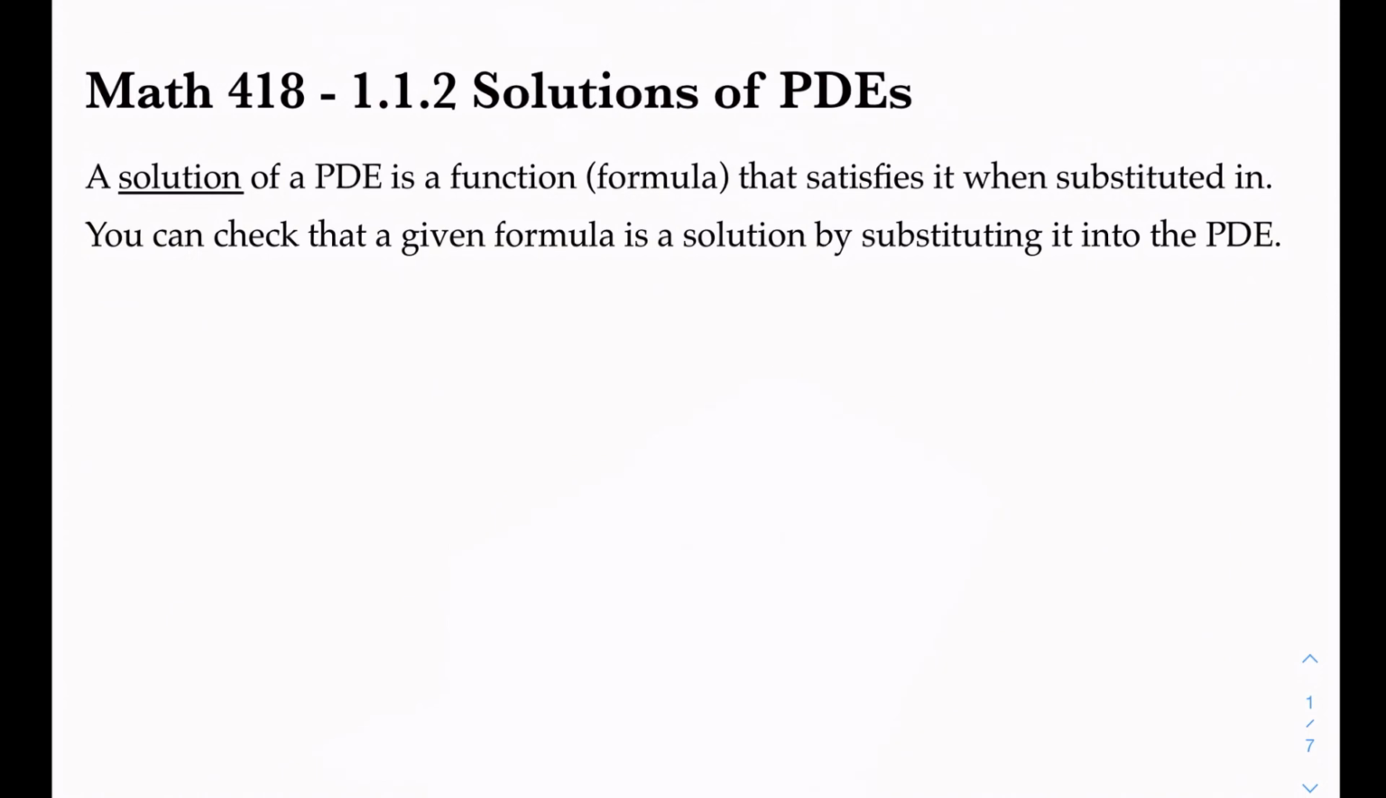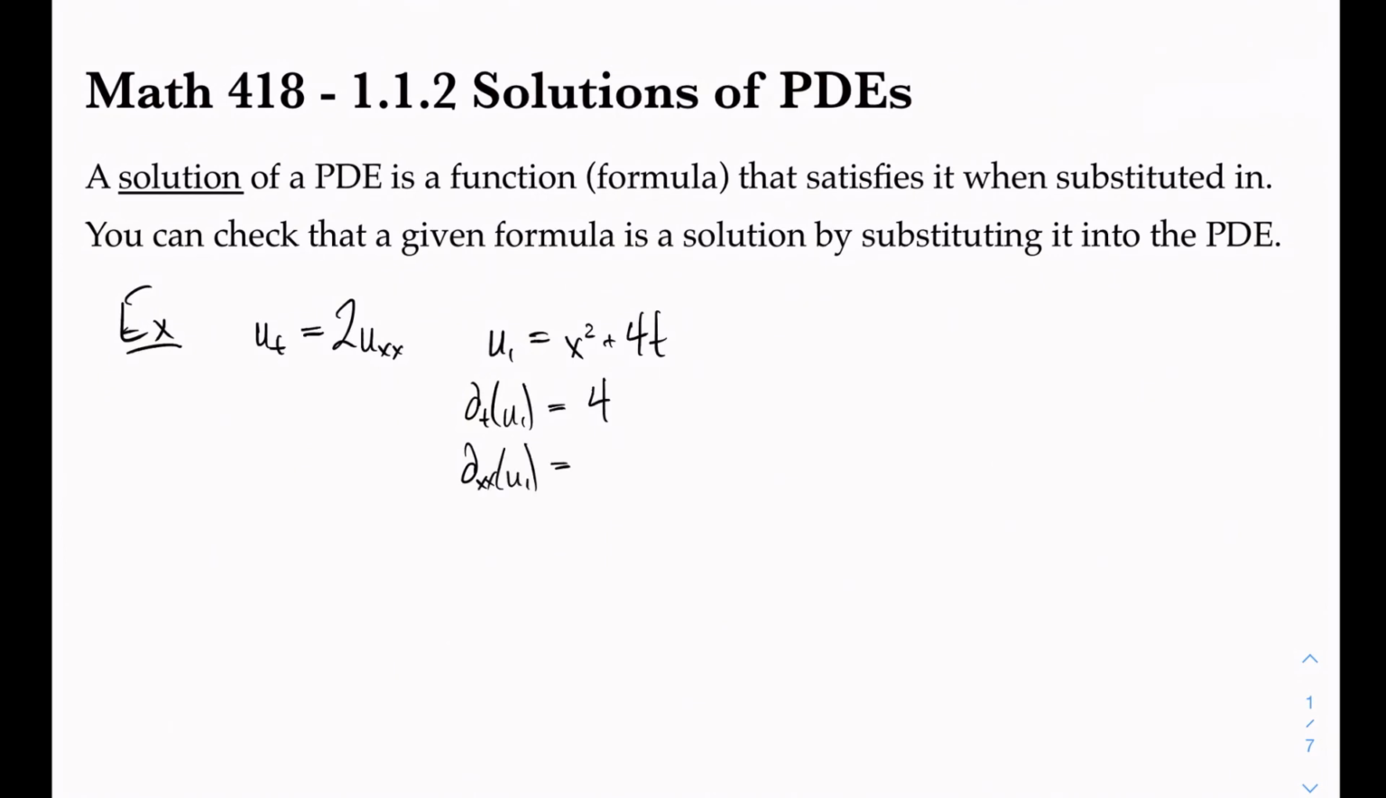So let's see. Suppose we look at the example of the heat equation. So u_t is, and let's say, 2 times the second derivative with respect to x. So we can check that u1 given by x squared plus 4t is a solution to this thing. If we take the first time derivative of u1, it's just going to be 4. And if we take the second space derivative of u1, then we're going to differentiate once to get 2x and then differentiate that again to get 2. And so then you can see now that if we have twice the second space derivative, that's equal to the first time derivative. And that's exactly what this equation says. Twice the second space derivative is equal to the first time derivative.